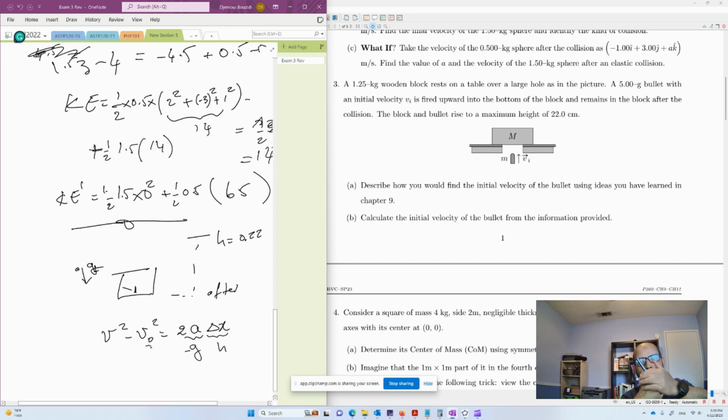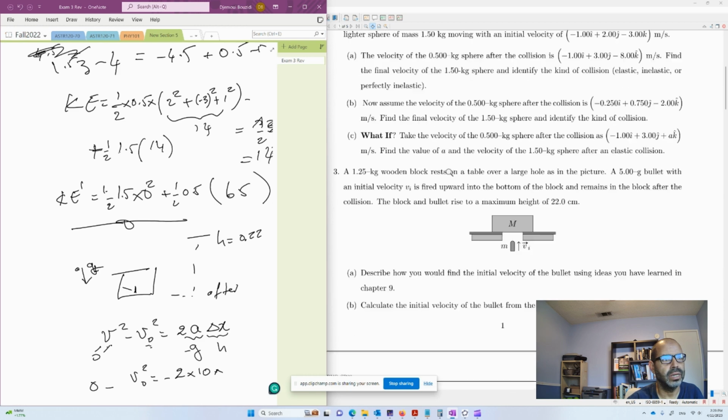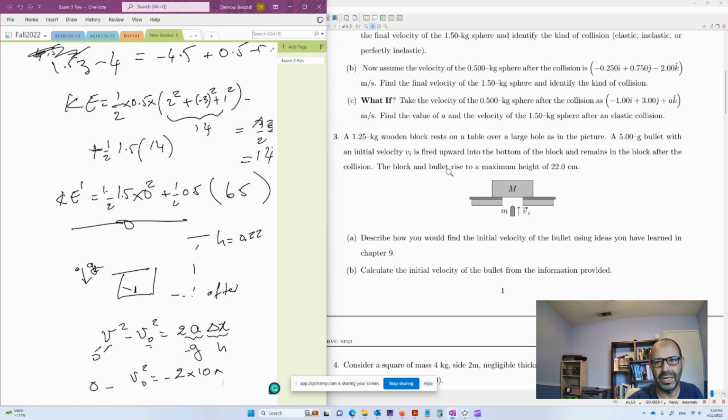The bullet, after it hits the block, is going to lose some of its velocity and some of its momentum and impart it to the now combined system. That is the origin of the momentum. And the final velocity, when it reaches that maximum height, is going to be zero. So we have 0 minus v naught squared is equal to negative 2 times 10 times the displacement. I'm going to take g to be 10, and in actual exams, always use g is 10 unless otherwise told. The displacement in this case is 0.22 meters.